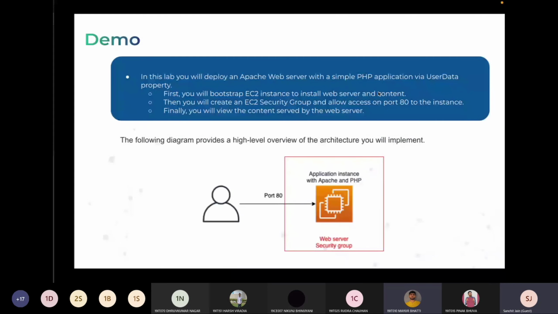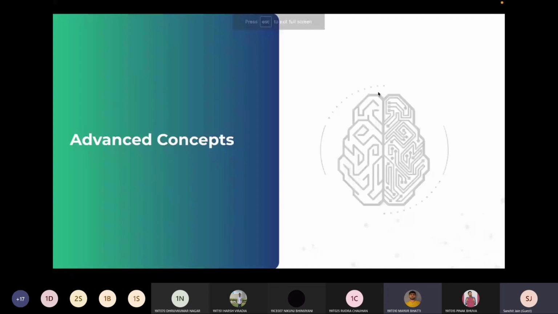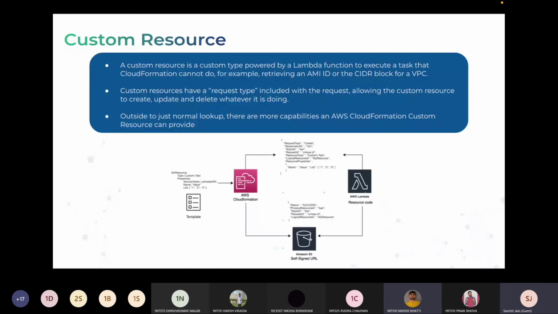So this was a demo which we saw. Moving towards an advanced concept, custom resource. Custom resource is very important. Many times, let's say for example, you want to do a couple of things, like get a particular credential or particular configuration from a different region, or from on-prem or from a database, right?